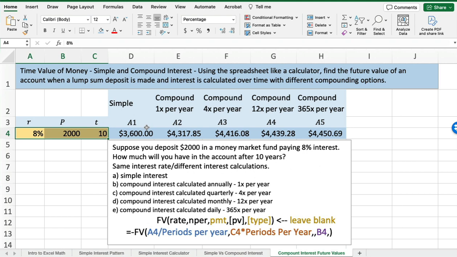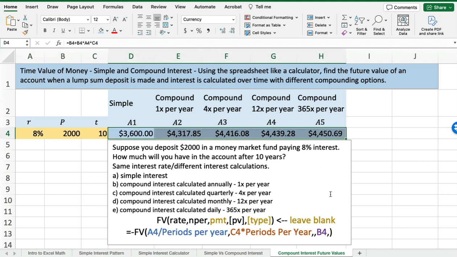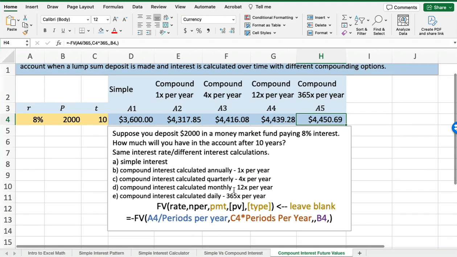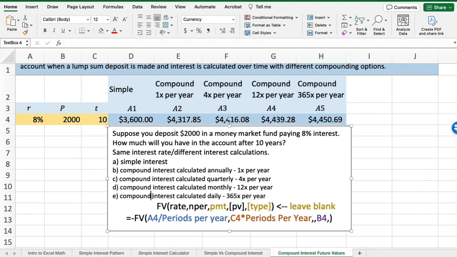And then we're going to be using Excel, or we're going to be using our spreadsheet as a calculator tool. So we're going to be able to calculate what the future value is given any kind of compounding periods. So basically, no matter what the problem is asking for, we will be able to answer the question. So let's just talk a little bit about this built-in function.